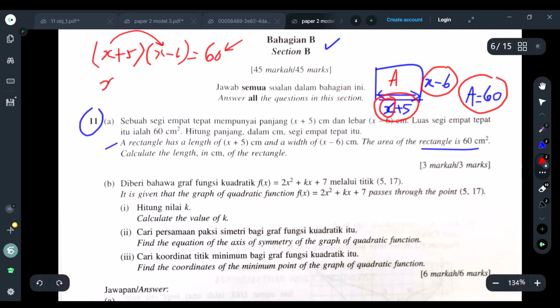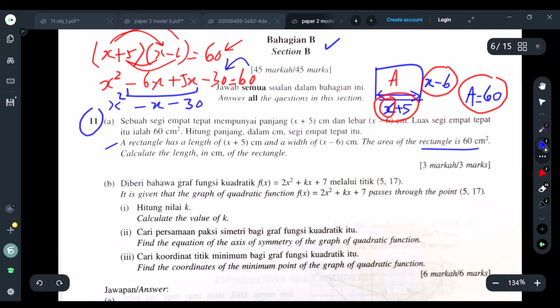This is x square, plus this one is negative 6x, and this one is plus 5x. This one is negative 30 equal 60. So you settle this and you'll get x square minus x minus 30, and then this 60 you can bring here, negative 60 equal 0.